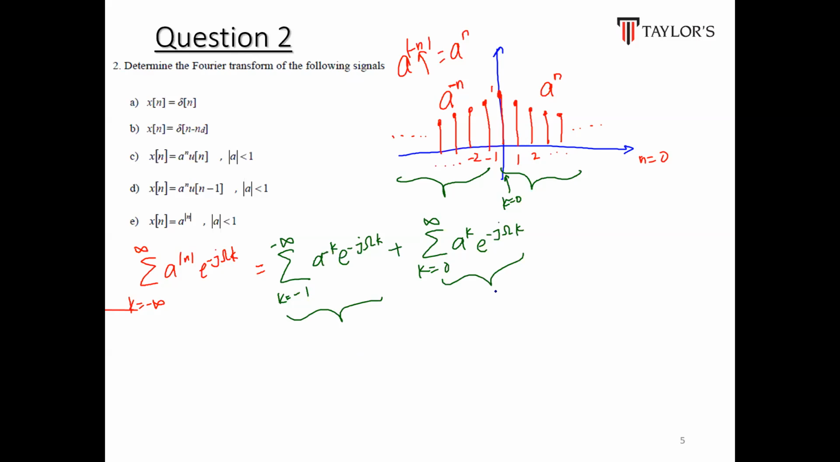Now I can do it one by one to find out the answer. The second one, actually, you don't need to find out, right? This one is the same as our previous question, which is 1 over 1 minus a e negative j omega. If you still remember, the answer is this one. Now, first one. Now, you see, I have k equals negative infinity to negative 1, and I have negative k here. And I also have negative k over here. So why not I change everything to positive? So I can write it this way. I change everything to positive. I just swap all the negative k to positive k.